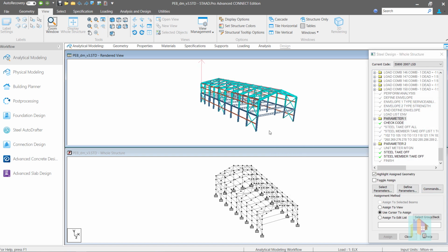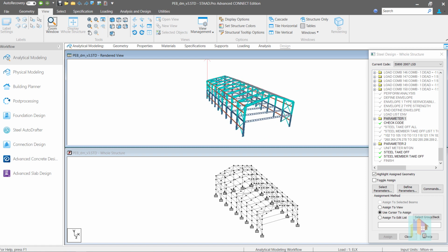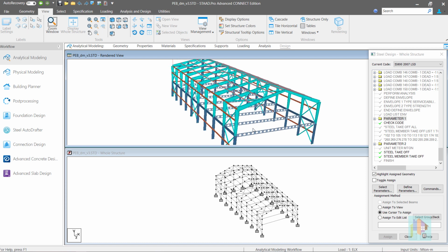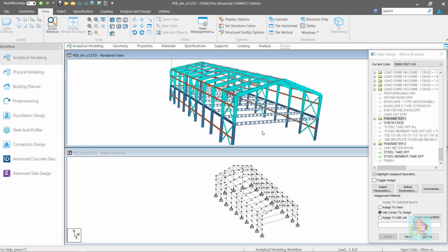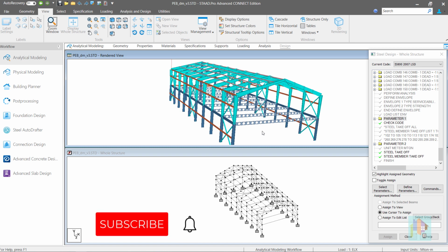But this is not the only solution. Optimization does not mean use of an economic section only. Rather, we need to ensure proper distribution of material where it is required. And with this approach, we can further reduce the steel quantity and overall construction cost of any structure.